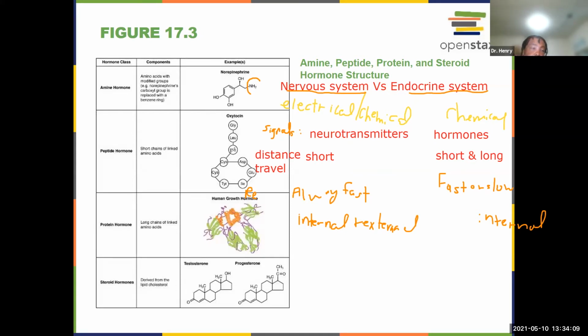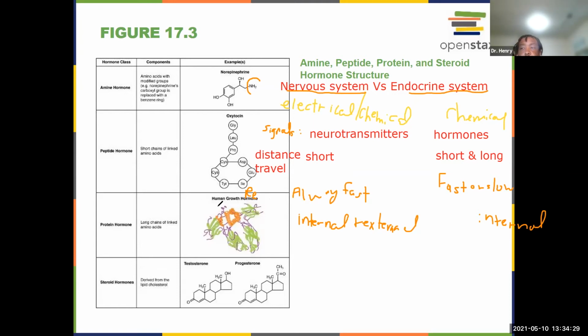It's just a chain of 9 amino acids that are connected. That forms a little loop structure, and it has a tail. And so again, this guy is responsible for causing contractions.